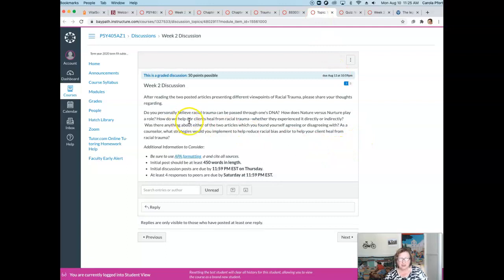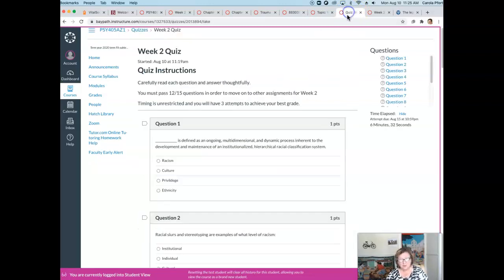And in the discussion, you get to talk about your personal beliefs in racial trauma and how that can be passed on, and how nature versus nurture plays a role. How do we help our clients heal from racial trauma? Do they experience it directly or indirectly? And then, did you find anything in these articles that you might be agreeing or disagreeing with? And as a counselor, what strategies would you implement to help reduce racial bias and to help your clients heal from racial trauma? Finally, we get a quiz.